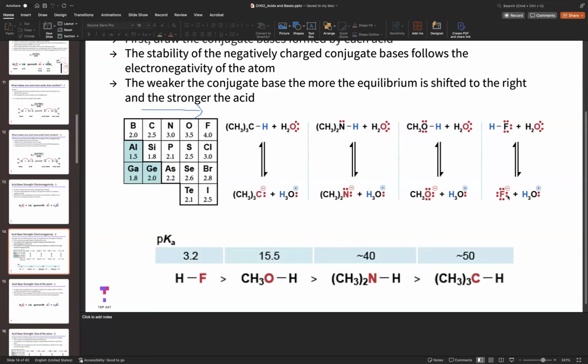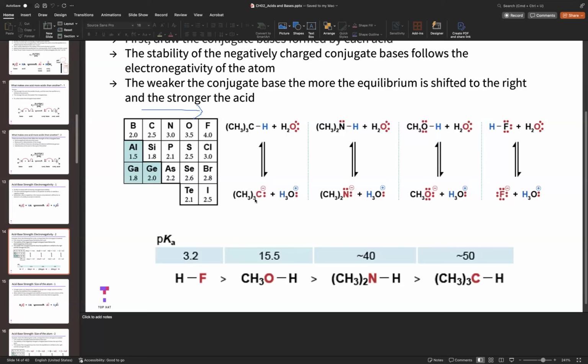the stability of the conjugate base depends on the ability to hold the electrons, the excess negative charge. So based on the electronegativity values, we know that fluorine is able to hold the negative charge the best, followed by oxygen, followed by nitrogen, followed by carbon, right? So fluorine is going to be the most stable. It can hold that excess negative charge due to its high electronegativity. Right? Then it's the oxygen, then it's the nitrogen, then it's the carbon.